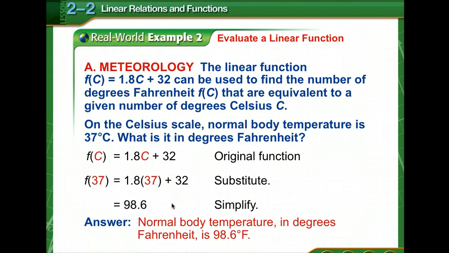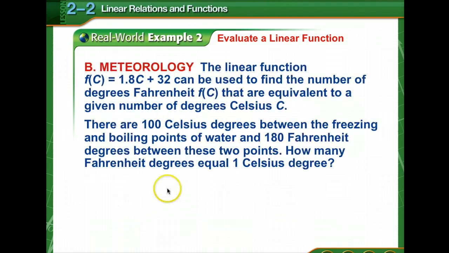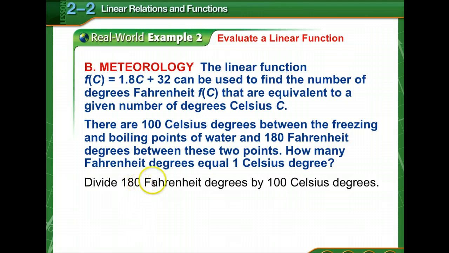Okay, let's build on that. Now they're asking us, there are 100 Celsius degrees between the freezing and boiling points of water and 180 degrees Fahrenheit between these 2 points. How many Fahrenheit degrees equal 1 Celsius degree? Well, we're going to divide the 180 Fahrenheit degrees by 100 Celsius degrees. So the answer is 1.8 degrees Fahrenheit.